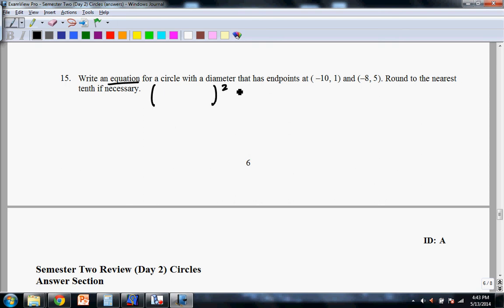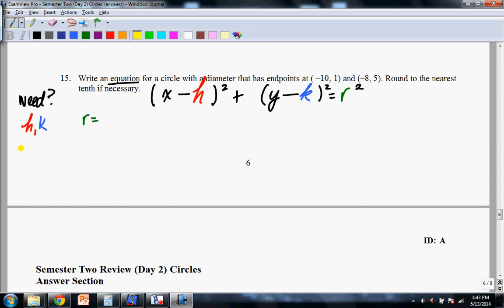So let's start by writing the basic equation of a circle here. And that's x minus h squared plus y minus k squared equals the radius squared. That's the equation of a circle. So you ask yourself, what is it that you need? Well, we need an h and a k, which is the circle center, and we need a radius. So right now, we're missing everything.